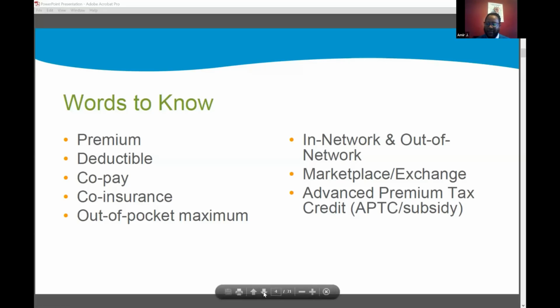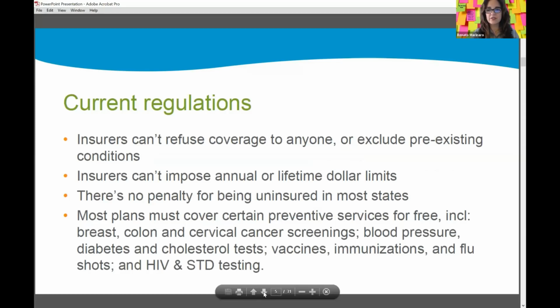Will do. All right, so in terms of regulations, here are the rules, so you'll know if somebody's violating them. Basically, insurers cannot refuse coverage to anyone or exclude pre-existing conditions. Insurers can't impose annual or lifetime dollar limits. In other words, they can't say we're only going to pay $100,000 or $1 million for you.